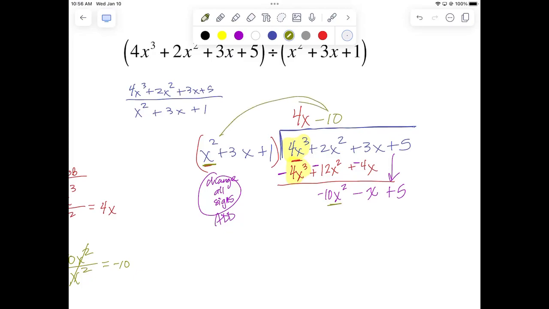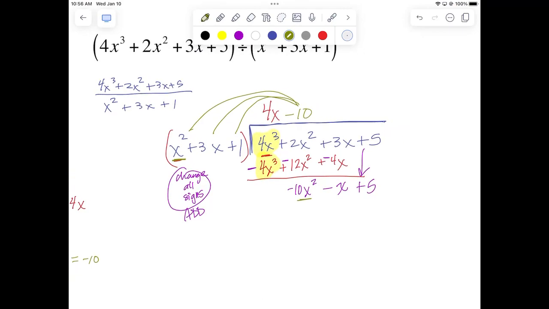Distribute. Now we distribute the negative 10, only the negative 10, to all three of those. Let's see what we get. Negative 10 times x squared is negative 10x squared. Are those rows the same in that first column? They are. That means we did it correctly.